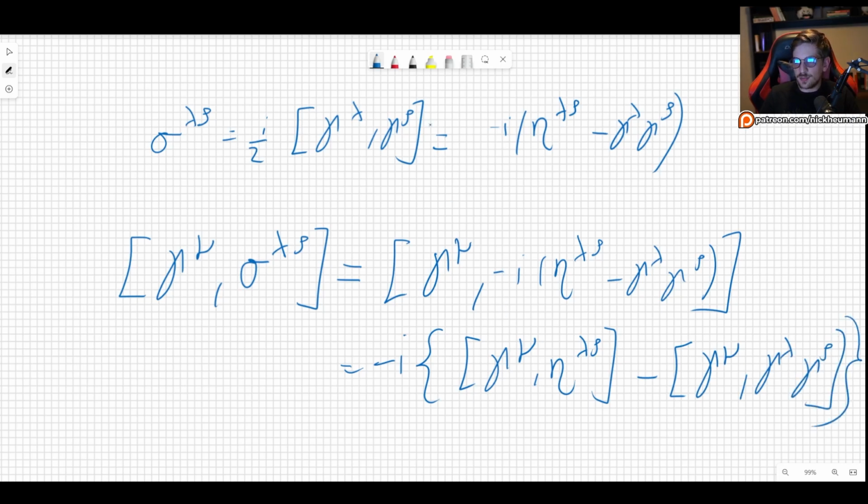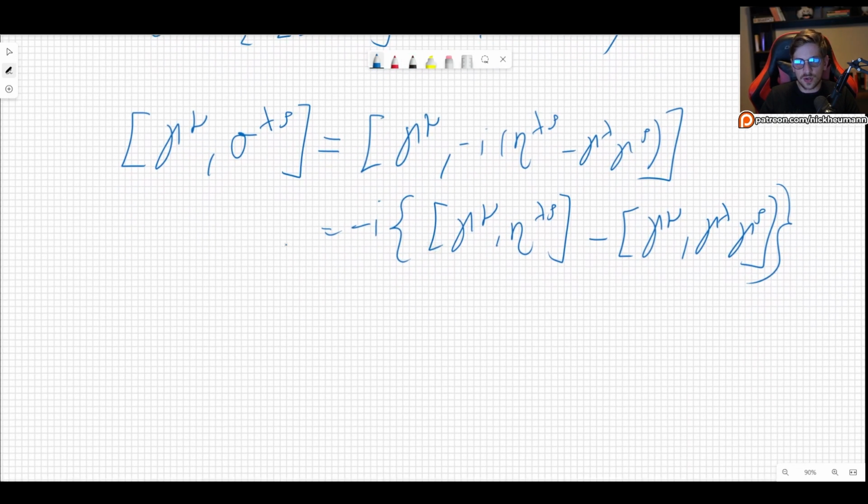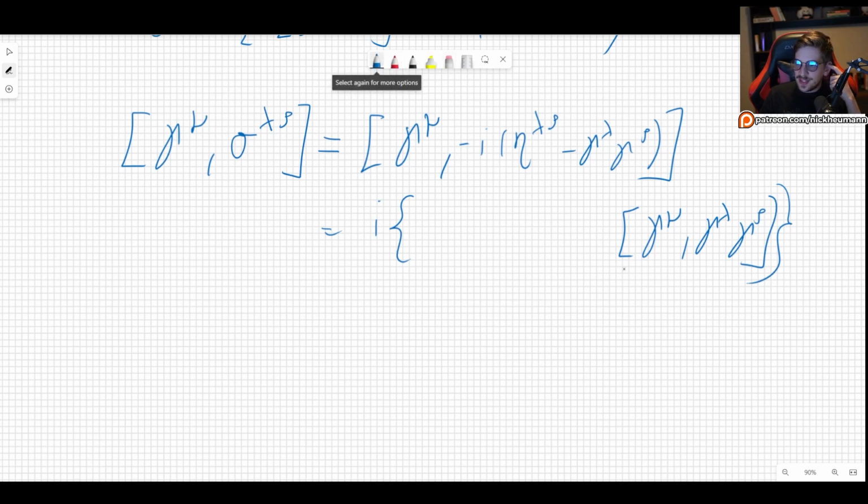Okay, so the first commutator is 0 because eta lambda rho is either 0, 1, or -1. It is just a number, so a matrix always commutes with any number. Now the minus will cancel out. And now this is not very easy to calculate because it's a commutator between just a bunch of gamma matrices, but we can actually write it as an anti-commutator. So let's see the following.